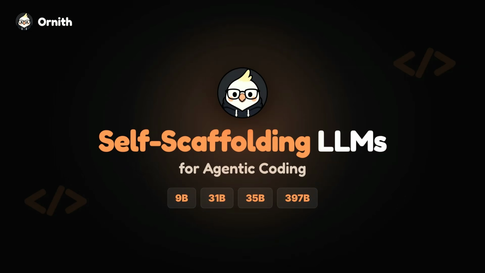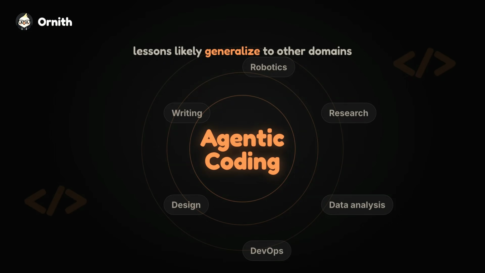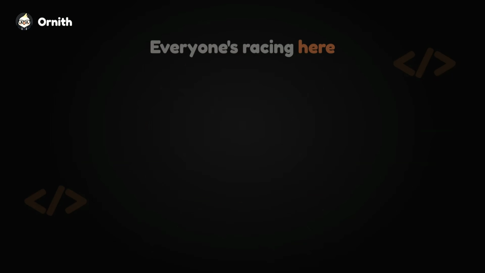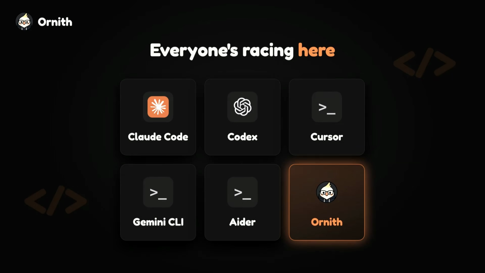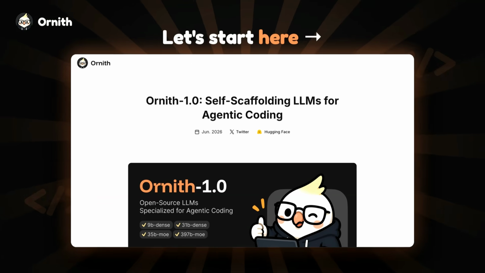Now, the area that they're focusing on is agentic coding. I think the lessons can probably apply to other domains as well, but it does seem the whole topic of agentic coding is where the money is at the moment and where a lot of people are trying to make the most innovations. Which makes sense with everybody using things like Claude Code, Codex, and all the other agentic coding tools that are out there.